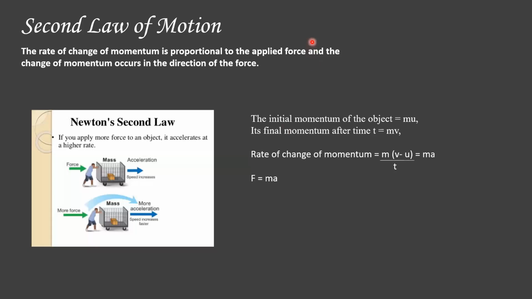So there's one more concept the video didn't tell us, which is known as momentum. Momentum is nothing but the product of the mass of an object and its speed or velocity. So momentum is mass into velocity, and we denote momentum by p. The initial momentum of the object is mu, the final momentum is mv. Rate of change of momentum, rate means per time, is m(v minus u) by t, which is mass into a, so F is equal to ma.